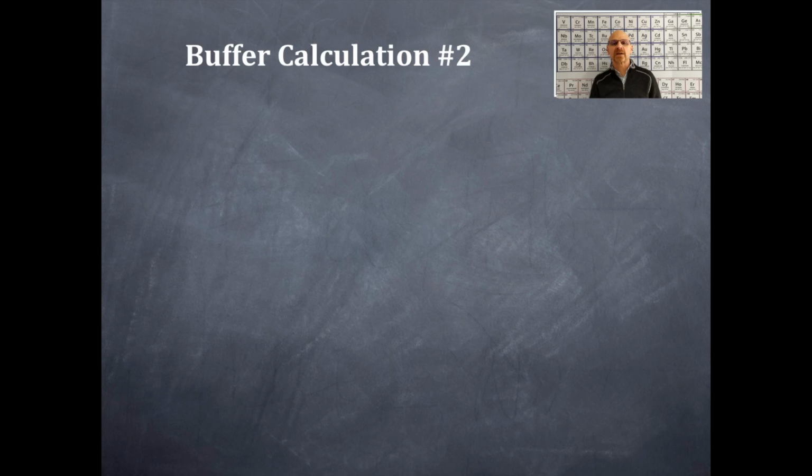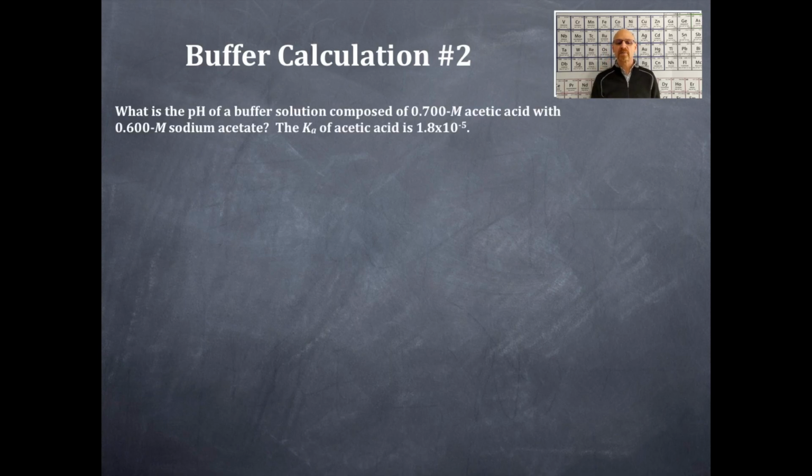So today we are talking about buffer calculation number 2. What is the pH of a buffer solution composed of 0.700 molar acetic acid with 0.600 molar sodium acetate? The Ka for acetic acid is 1.8 times 10 to the negative 5.